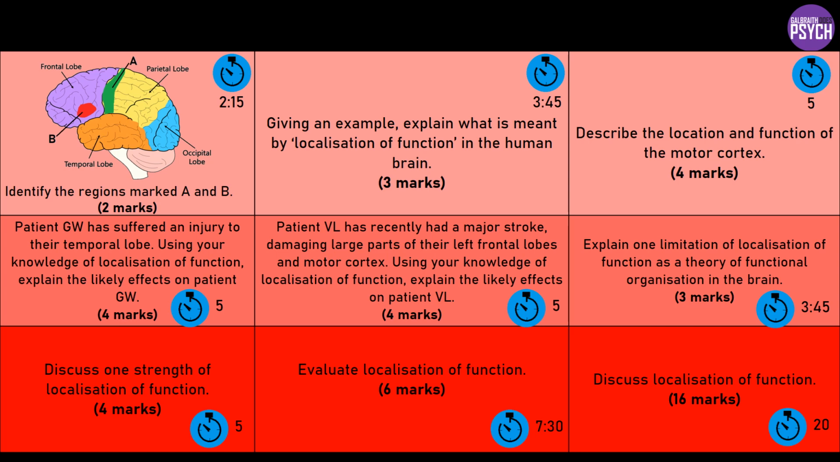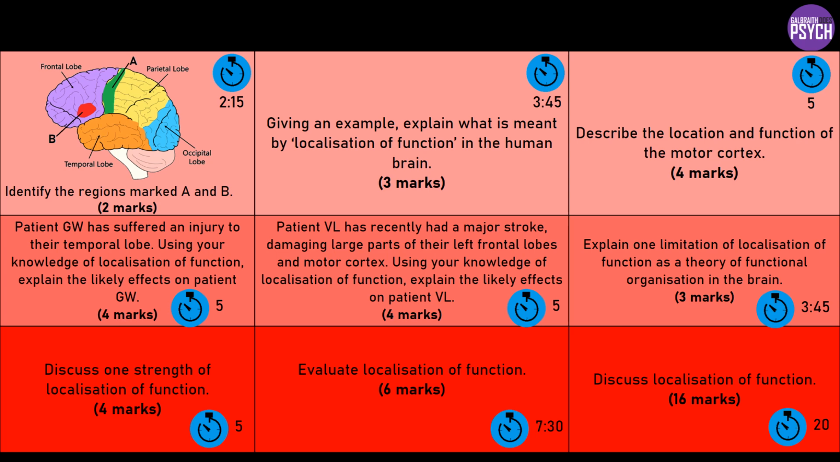So the command word in the first one is identify, so you don't need to explain anything, you just need to state what those two regions are. So A, you can see there, is at the front of the parietal lobe, and that means that it's the somatosensory cortex. Region B, low down there on the frontal lobe. The key one you're supposed to know for the frontal lobe is either Broca's area or the motor cortex. The motor cortex is a strip that runs just down next to the somatosensory cortex, so that one is Broca's area.